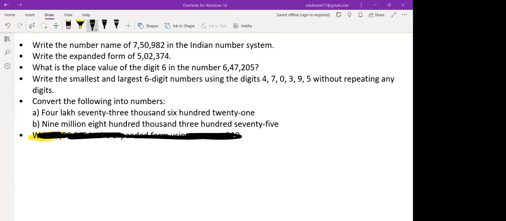Ma'am, can I do? 5,273,074. Yes, correct. 50,000 would be different, and then 2,000 would be, and 370 and 4. Ma'am, for the zero, we are supposed to do the zero one also. Like after five, there is zero also, right? Ma'am, I wrote. Yes. Wait. Who said, ma'am?